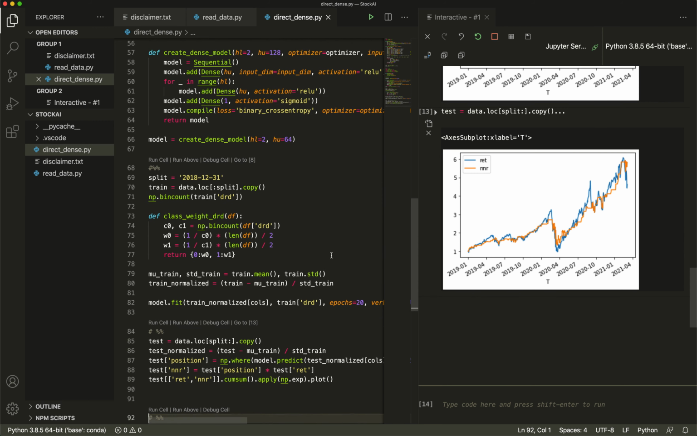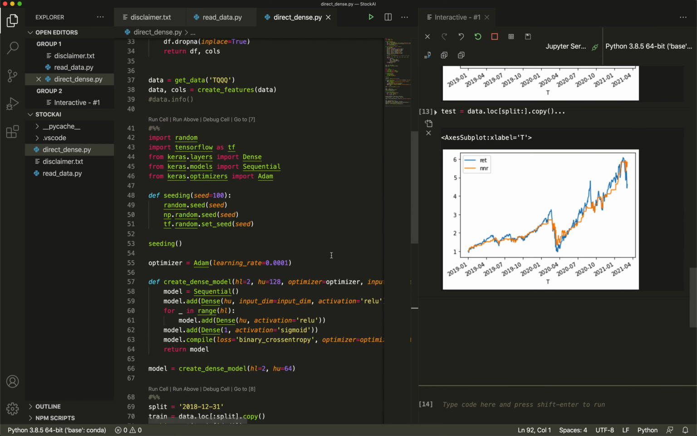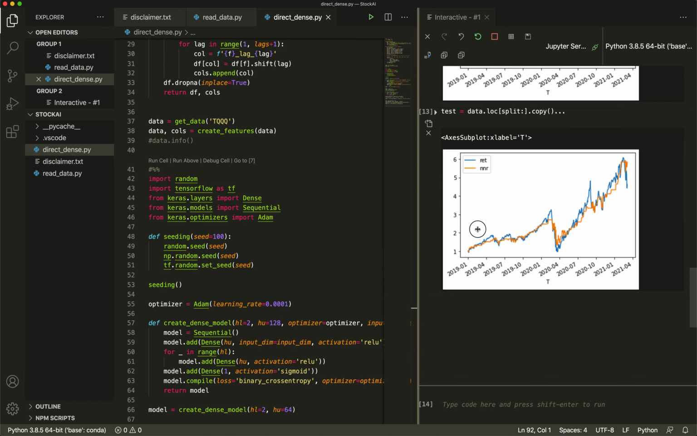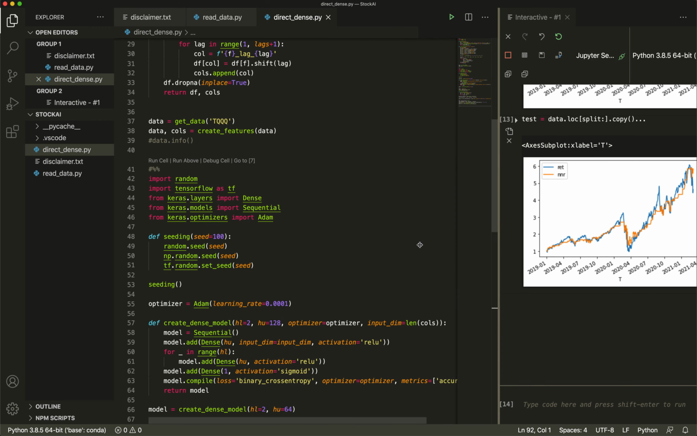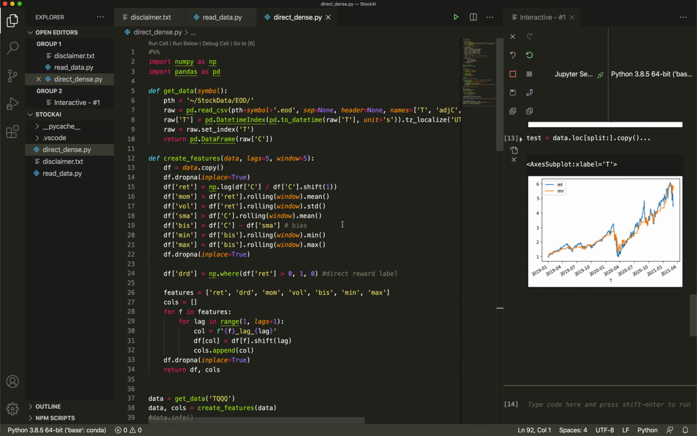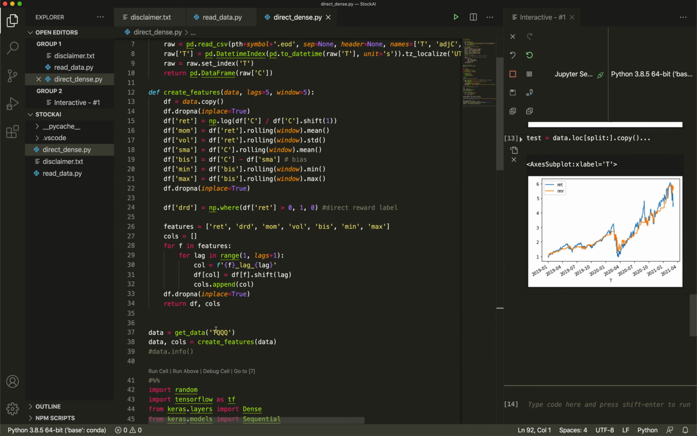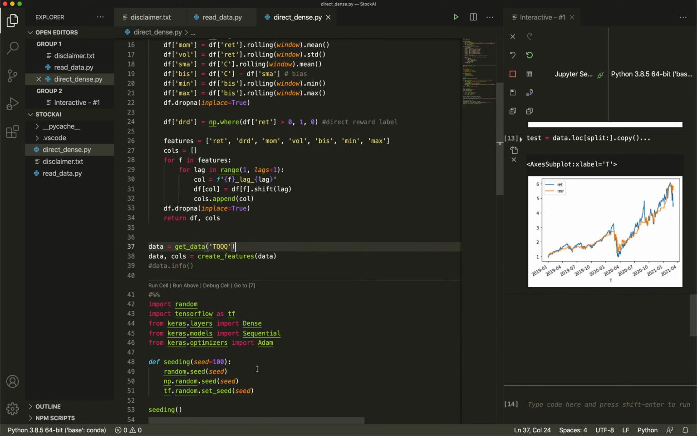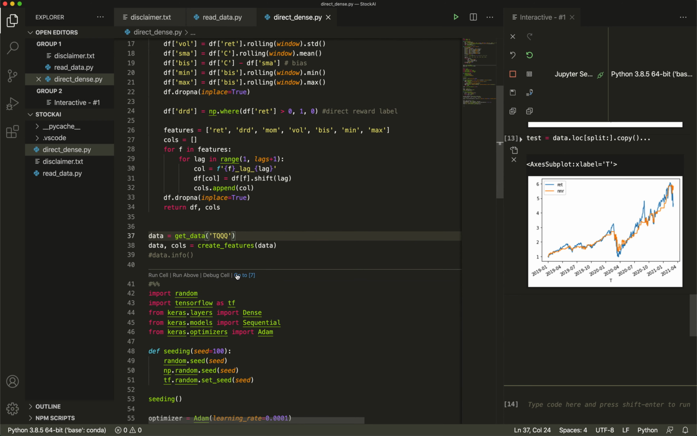So this particular ticker symbol that we are experimenting with is TQQQ. It's 3 times leveraged QQQ that tracks NASDAQ, this index fund. Is buy and hold of this kind of leveraged ETF a good strategy? Is that a good strategy?